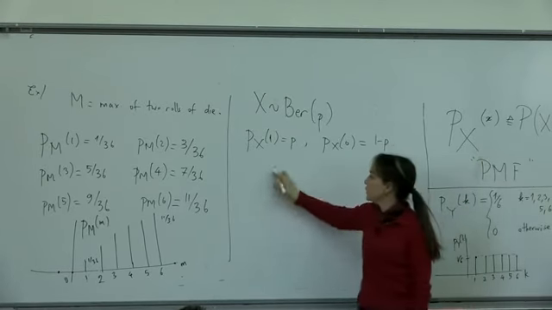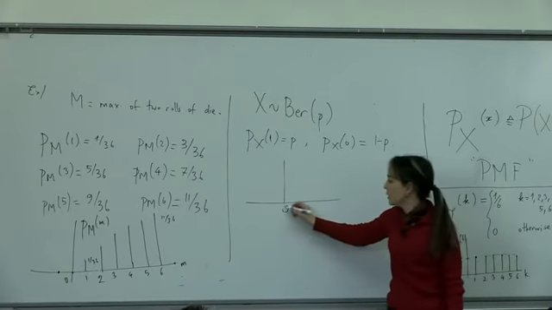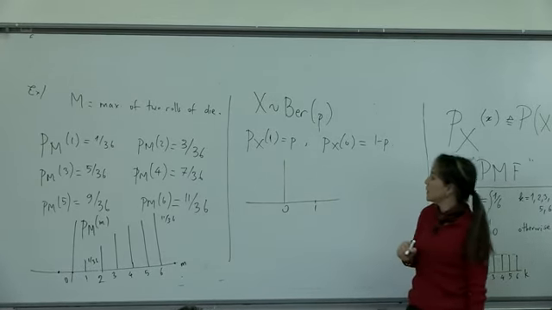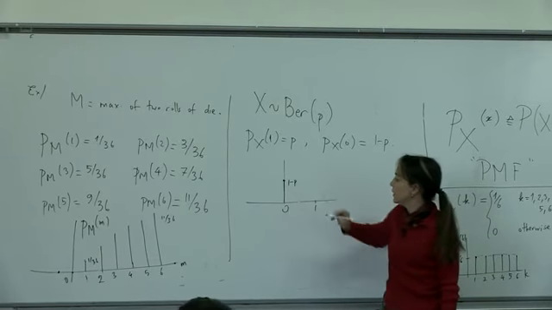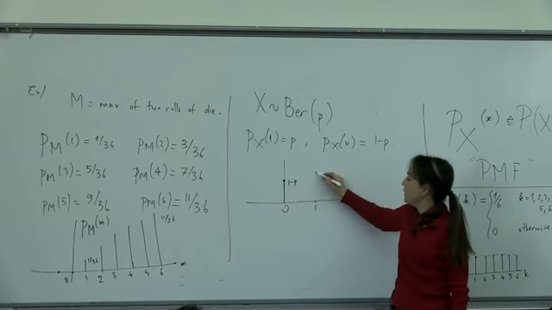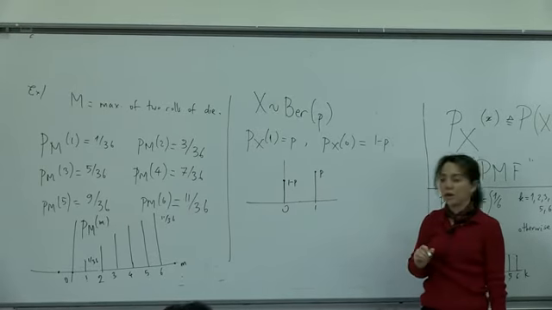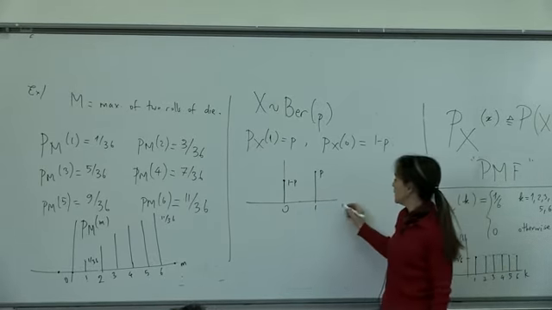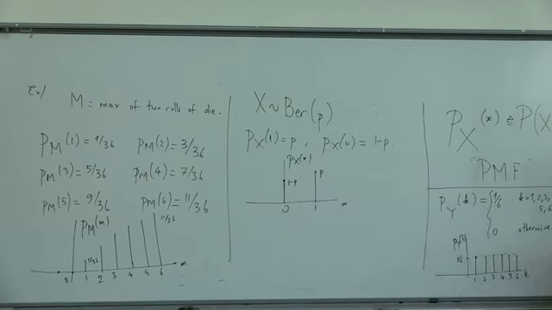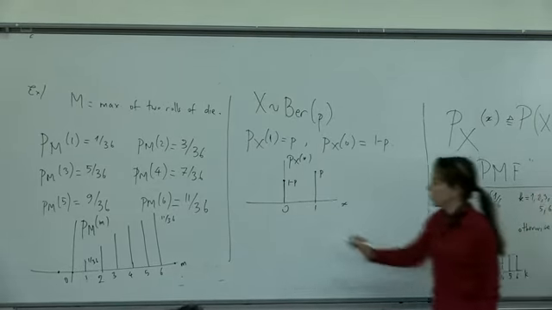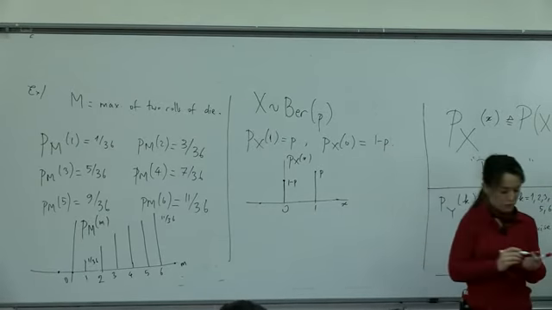Okay? So let's plot this. It takes the values 0 and 1 only. The probability of 0 is 1 minus p. 1 minus p may be smaller or bigger than p. But they both live between 0 and 1. Okay? So this is P_X of x versus x. Distribution with support 2.